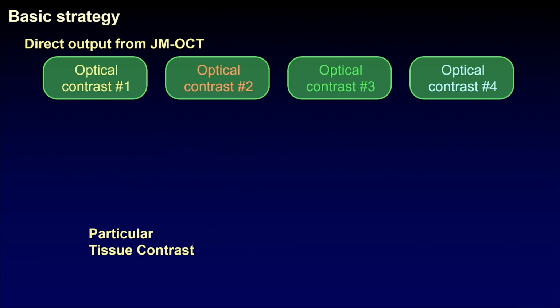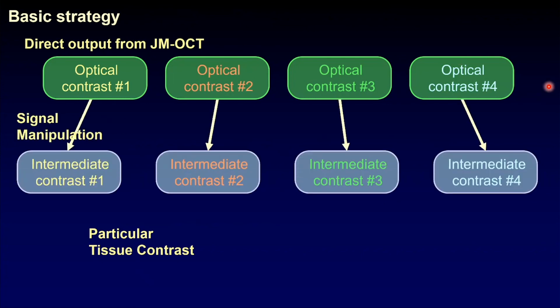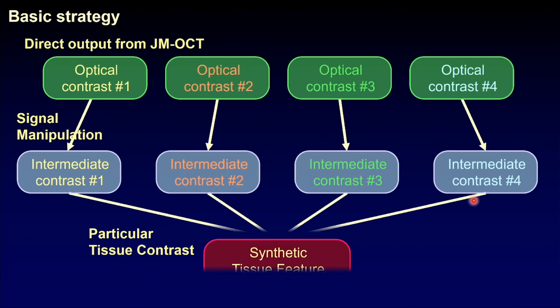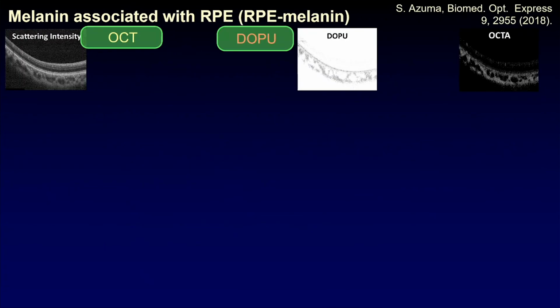We have multiple optical contrasts obtained from the Jones matrix OCT. And we can combine them, and we can generate the intermediate contrast. Sorry, it's not a combination. From these direct optical contrasts, we can manipulate them, and we can create an intermediate contrast. And then combining those, we can have a synthetic tissue feature contrast. Now it's a tissue contrast. What we can do, as an example, is the melanin associated with retinal pigment epithelium imaging.